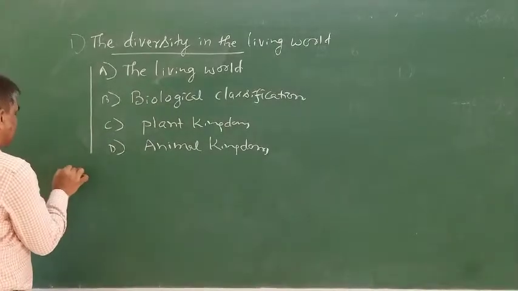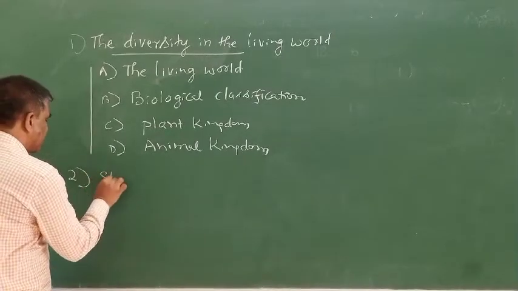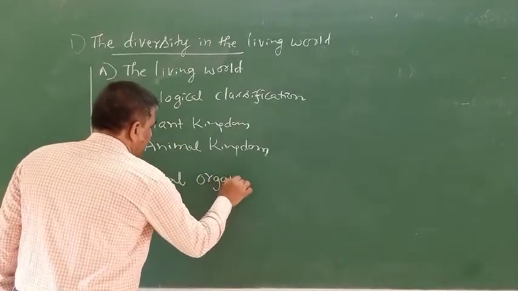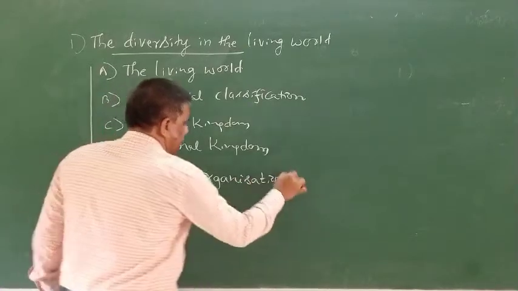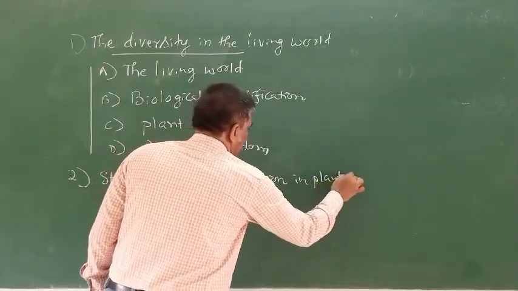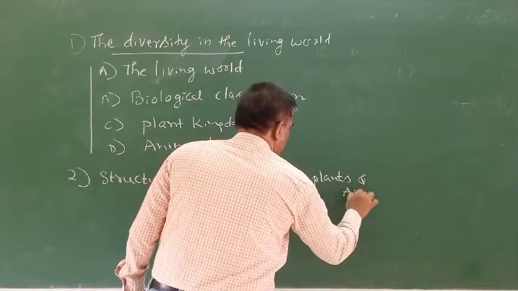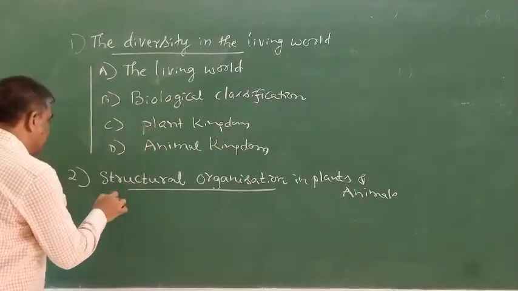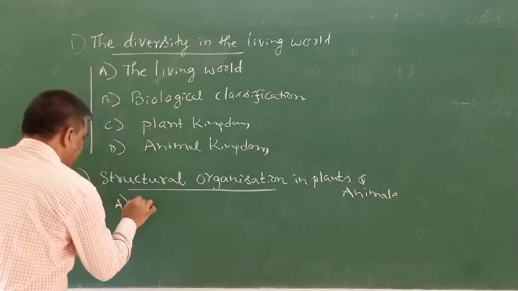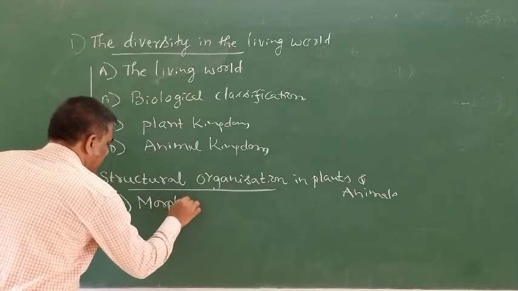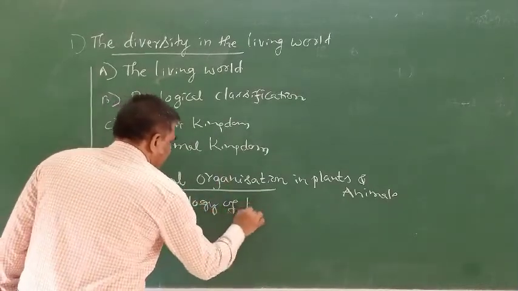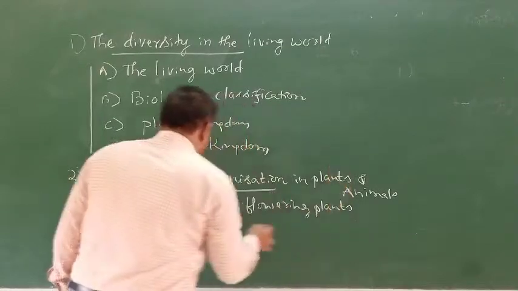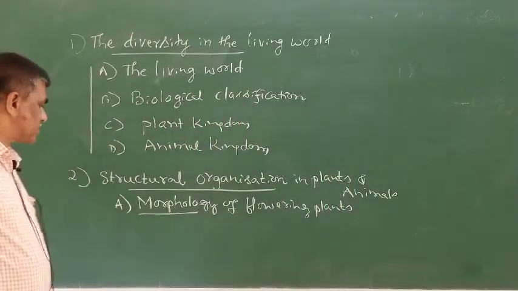And your second unit, unit number 2, is structural organization in plants and animals. So from this unit, you have to study 3 lessons. One is morphology of flowering plants. Now you can understand, you have to study the external characteristics of plants.